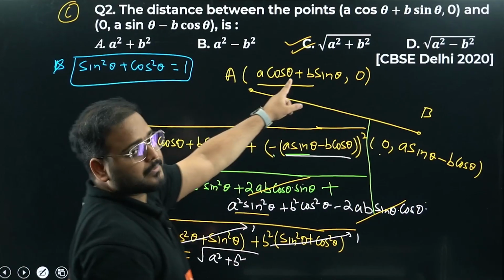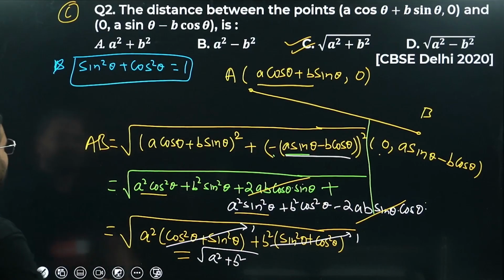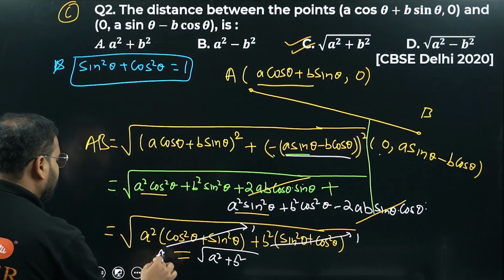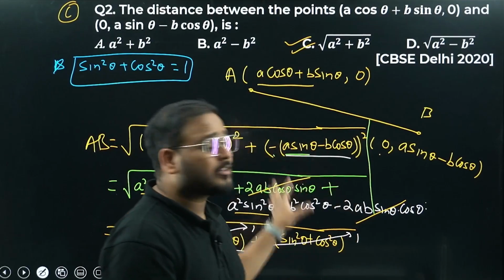That's the answer I took. Option C is the correct answer. Root of A square plus B square is coming as the value of AB, na sir. Okay, you don't have to actually do all the steps to get this answer, right?